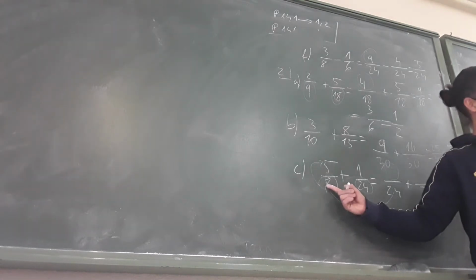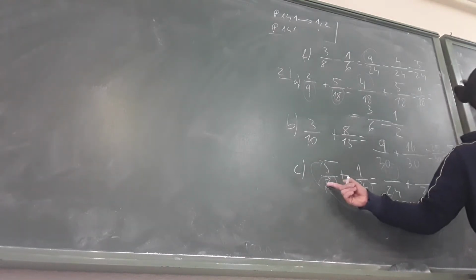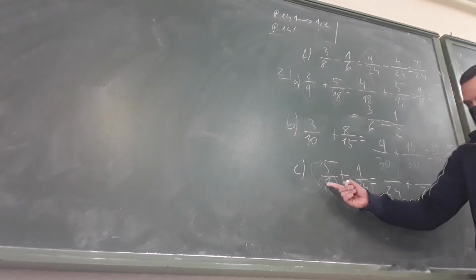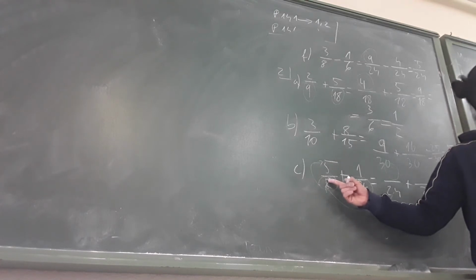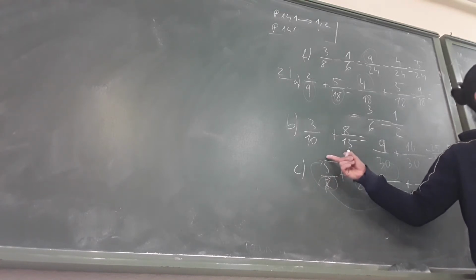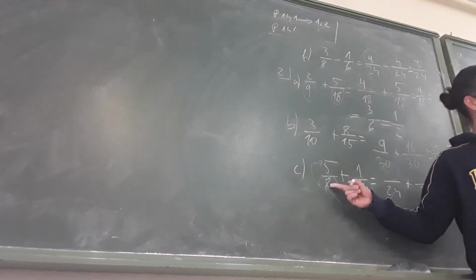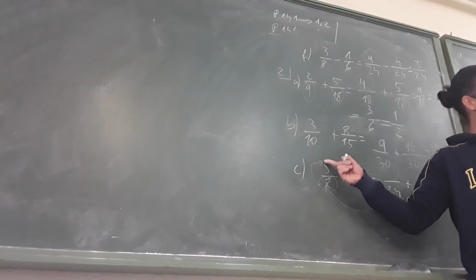Divide. ¿Cuánto da 24 entre 8? Shh, chicas, dejad, ¿eh? 24 entre 8, 3. Por 5. 24 divided by 8 equals 3. 3 times 5. Which one? 15. Yes. Number 15 here.